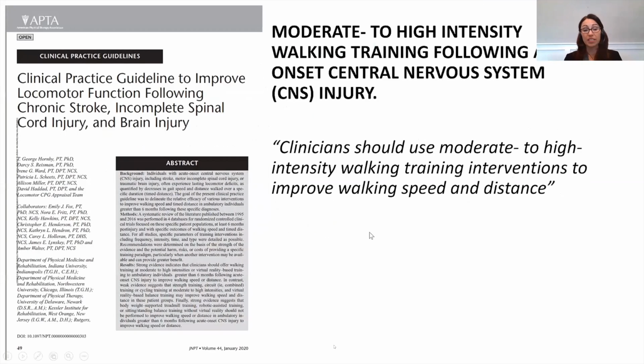But with the APTA's guideline initiative, we're getting more and more guidelines that are specific to physical therapy, and this problem is getting a lot better. And I just want to take note that just this year in 2020, a guideline was published for improving locomotor function following chronic stroke and complete spinal cord injury and brain injury, with a recommendation to use moderate to high intensity walking training interventions to improve walking speed and distance, which is a very strong recommendation.